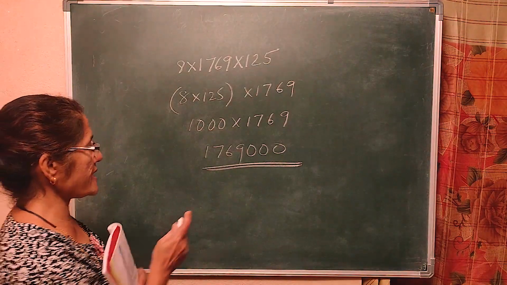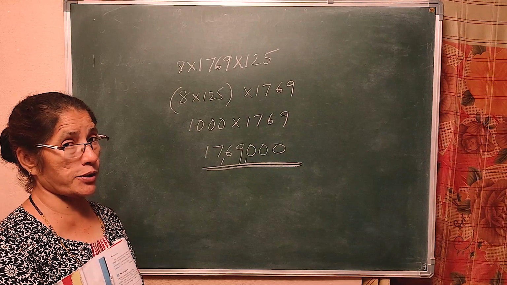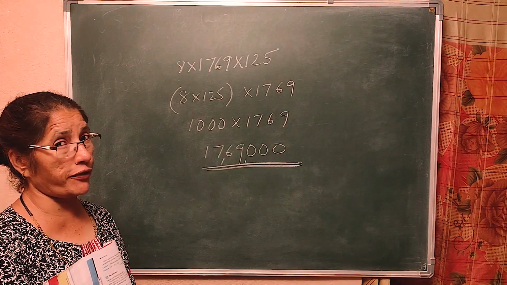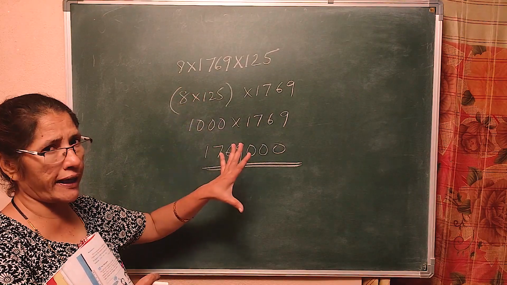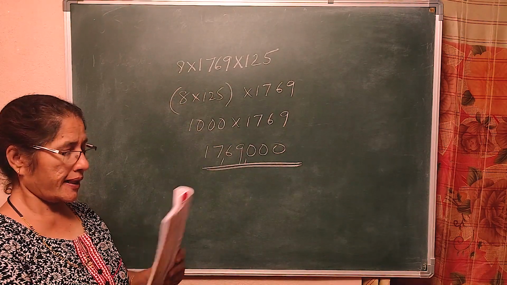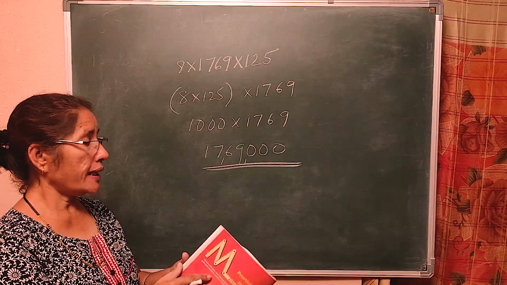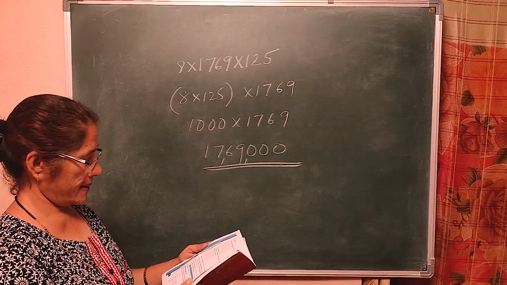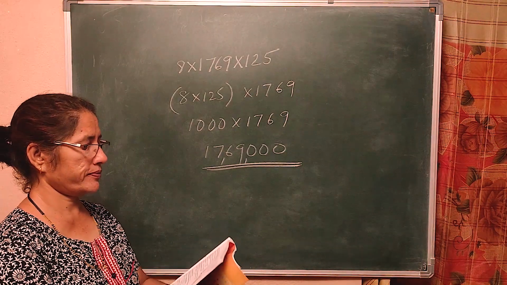Understand? So what is this number? Can you tell me? 17,69,000. So easily we did within a fraction of a second, isn't it? So if you are a little quick, you can do very fast. Come on. Which is the next one? So you go to example 5.